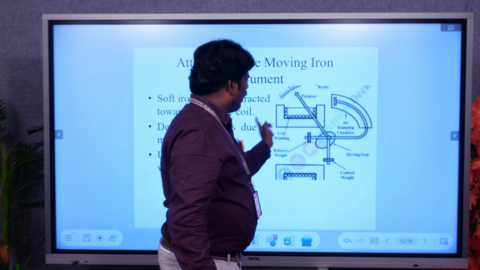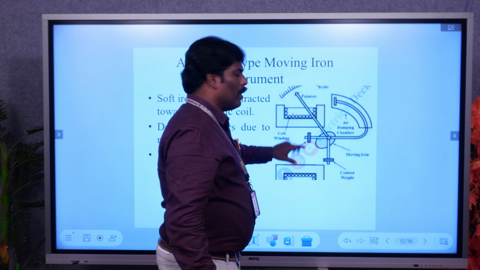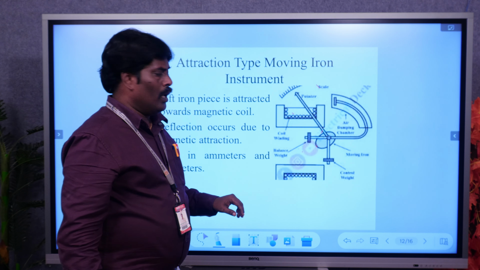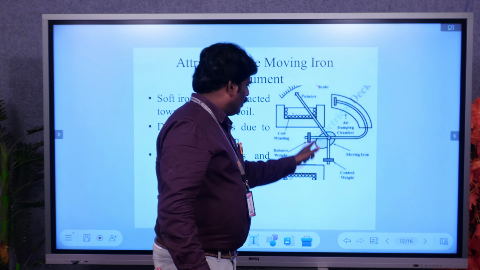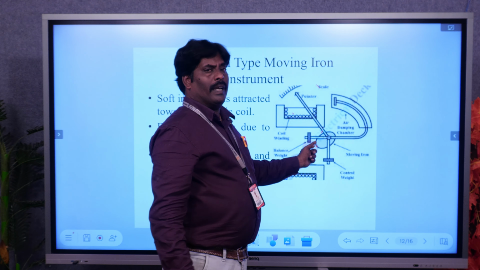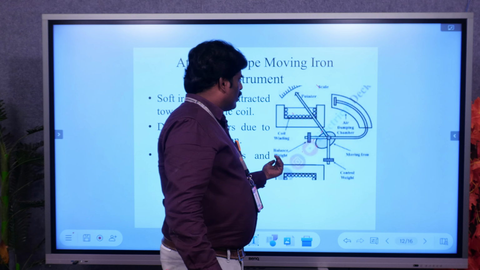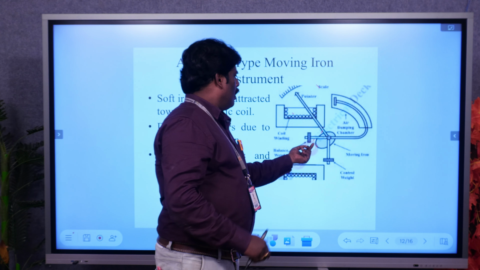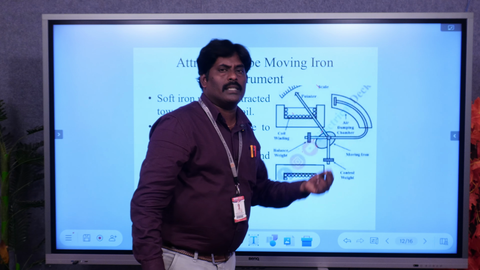When the supply is given to the instrument, these are the coils. When supply is given to these coils, magnetic flux will be developed. This magnetic flux attracts the iron vane first of all. When the iron vane moves toward the coil, the spindle rotates. When the spindle rotates, the pointer moves on a calibrated scale.